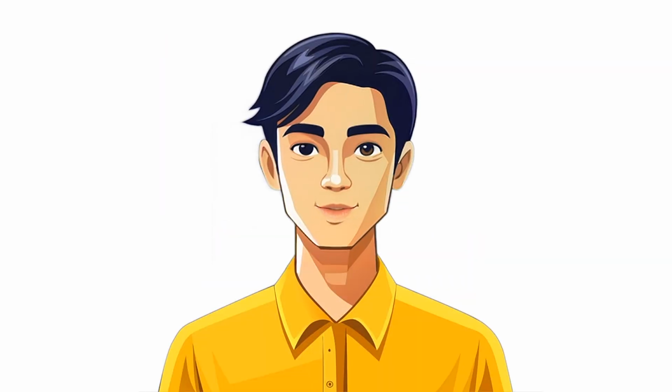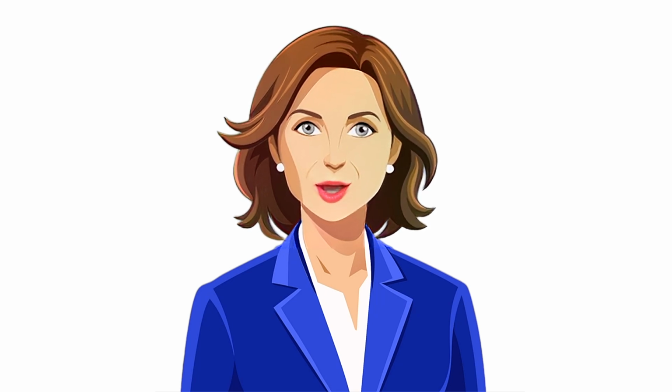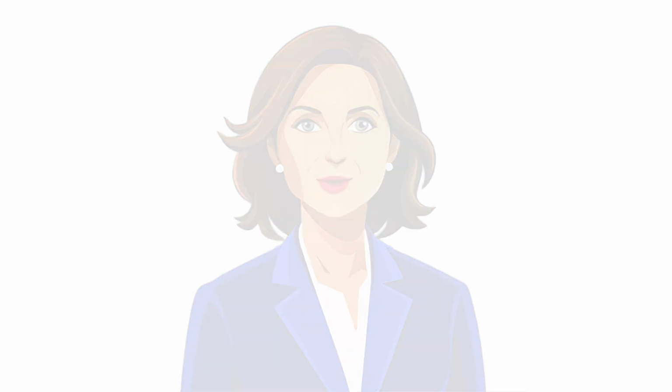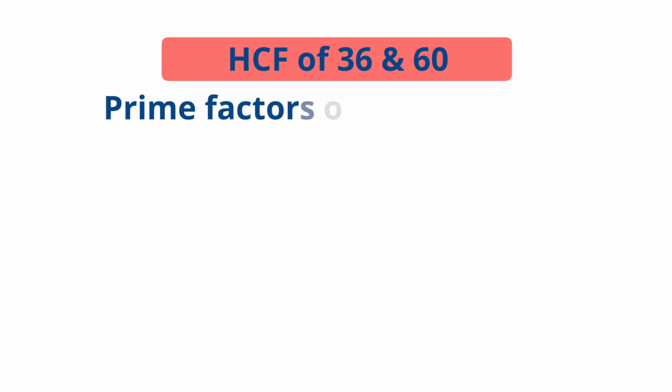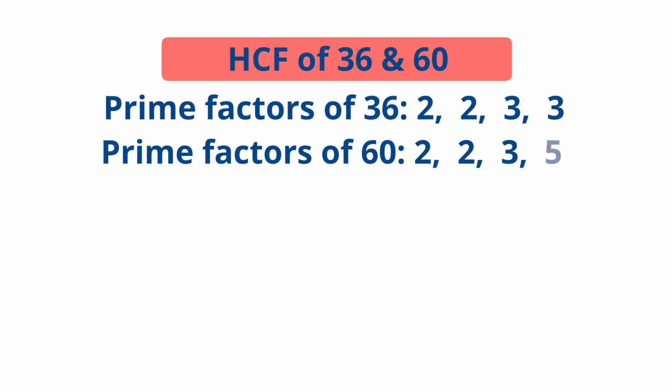What about prime factorization for finding HCF? Another way to find the HCF is through prime factorization. Break down each number into its prime factors, identify the common factors, and multiply them. For example, we will find the HCF of 36 and 60. Prime factors of 36 are 2, 2, 3, and 3. Prime factors of 60 are 2, 2, 3, and 5.